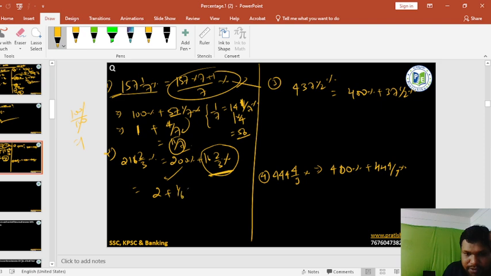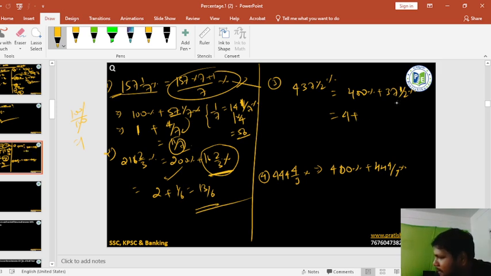So here, 1 by 6. This will become 13 by 6. Now 400. So 400 is how much? Now 37 is to 1 by 2%. Here everyone feel the difficulty.